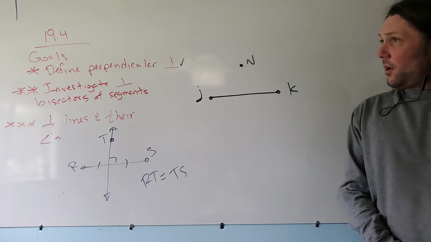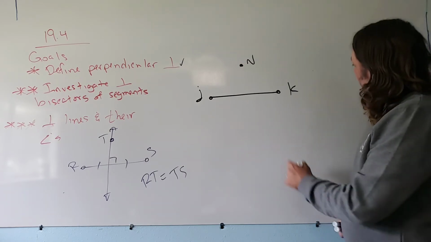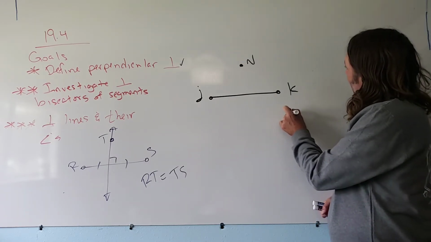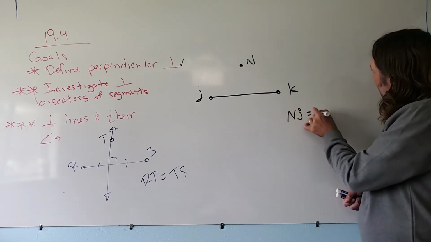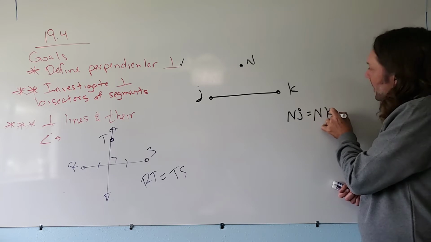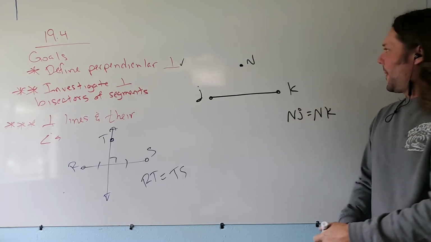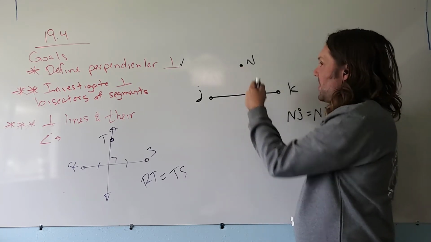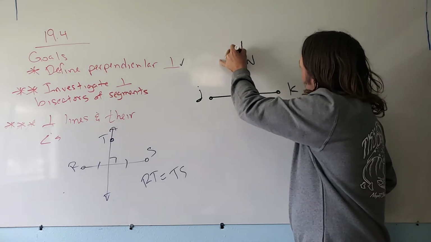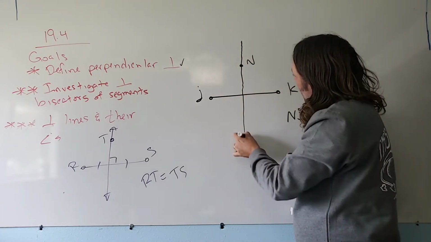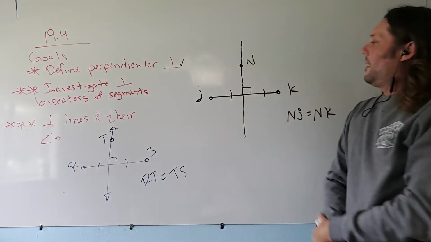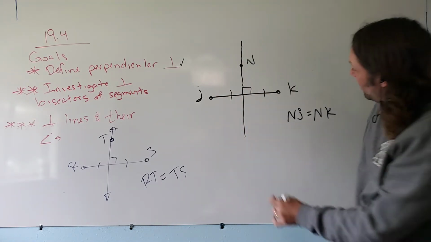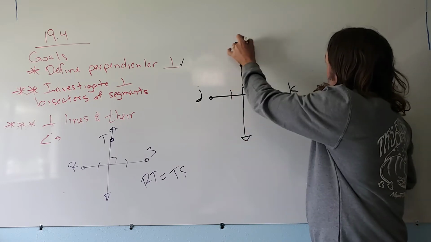And if we know that the length from N to J is the same as the length from N to K, we know that N itself must actually be on the line that cuts this segment in half, and must also be perpendicular.